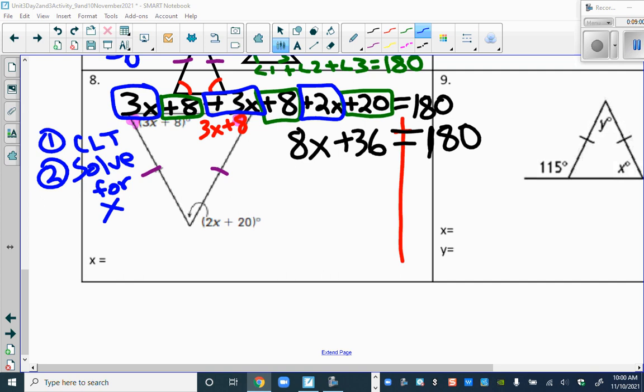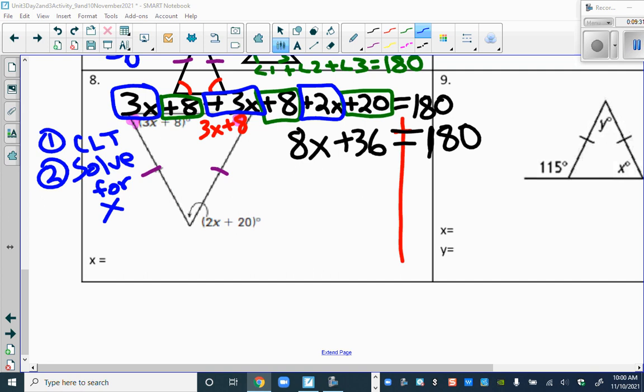Okay, anybody figure out the value of x for this problem? 18. I'm hearing 18. Anybody else 18? Alex, Jason, you both got 18? Anybody else try it? You got it too. Okay. Let's talk about what happened.